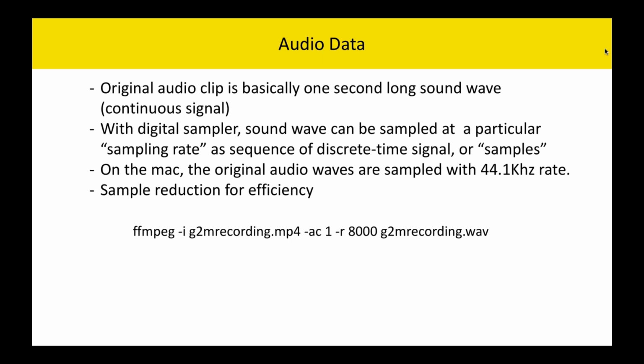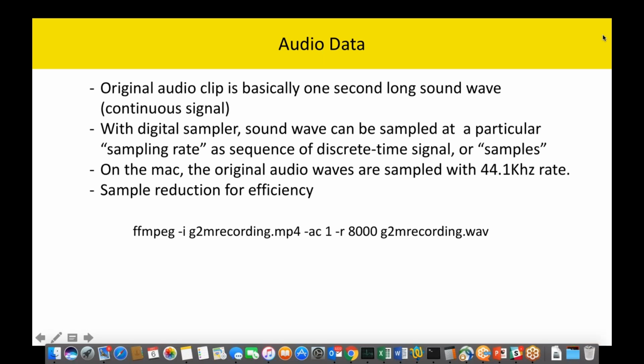For example, on the Mac, the original audio waves are sampled by default at 44.1 kilohertz, that kind of sampling rate. Meaning for every single second, you get 44,100 sample data points. So that is the original. If you don't do any processing, that's what you get.